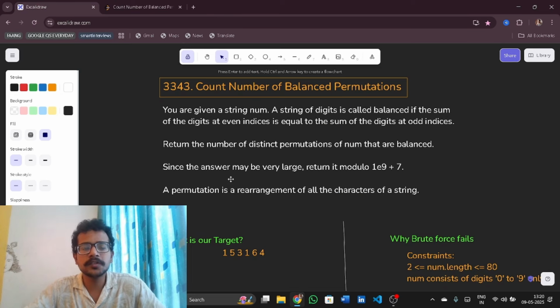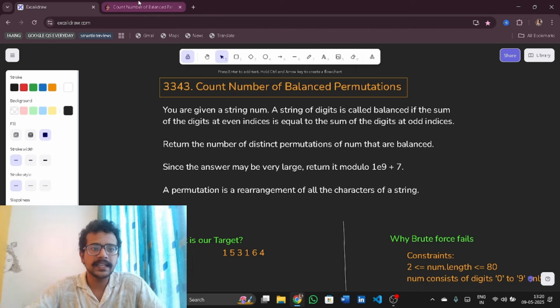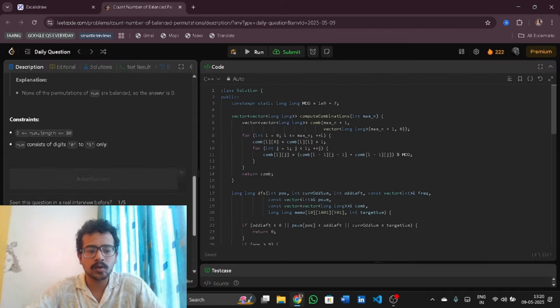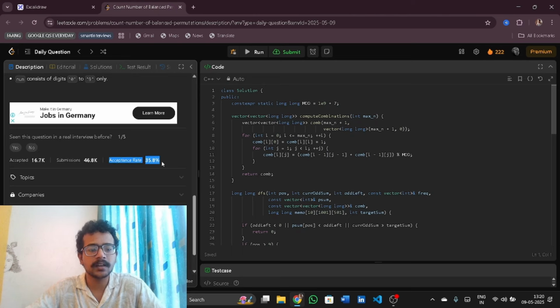Hello everyone, let us now discuss how we can solve today's LeetCode problem of the day. It is marked as hard, and the acceptance rate for now is 35%.